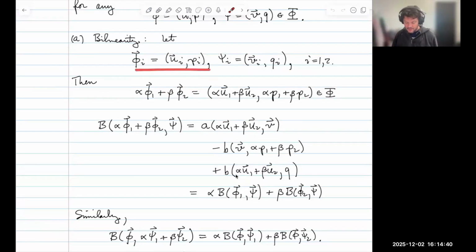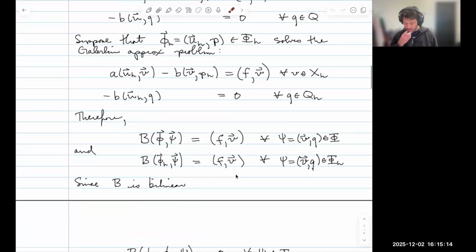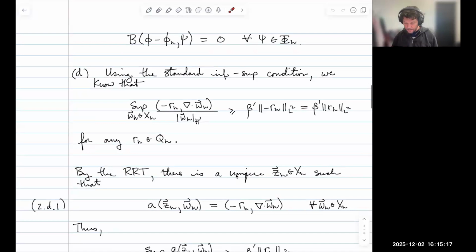But let's examine these two elements for i equals 1 and 2: alpha phi 1 plus beta phi 2. All I do is add the first components in a vectorized sense, and add the second components together in a vectorized sense. In fact, I make a linear combination of the first components and a linear combination of the second components. That's how these scalar linear combinations can be computed. So orthogonality, as I said, follows pretty straightforwardly.